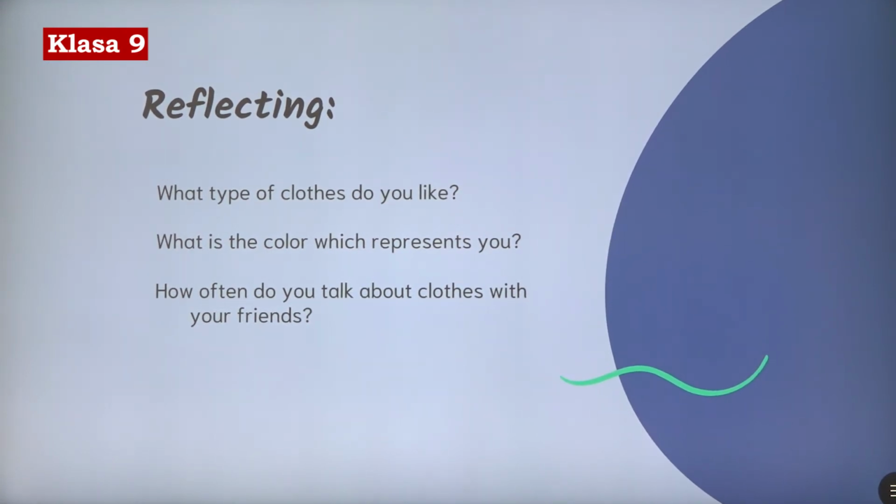You are going to continue with a few questions and then you are going to discuss with your peers, family, and friends. The questions are: What type of clothes do you like? What is the color which represents you? And how often do you talk about clothes with your friends?